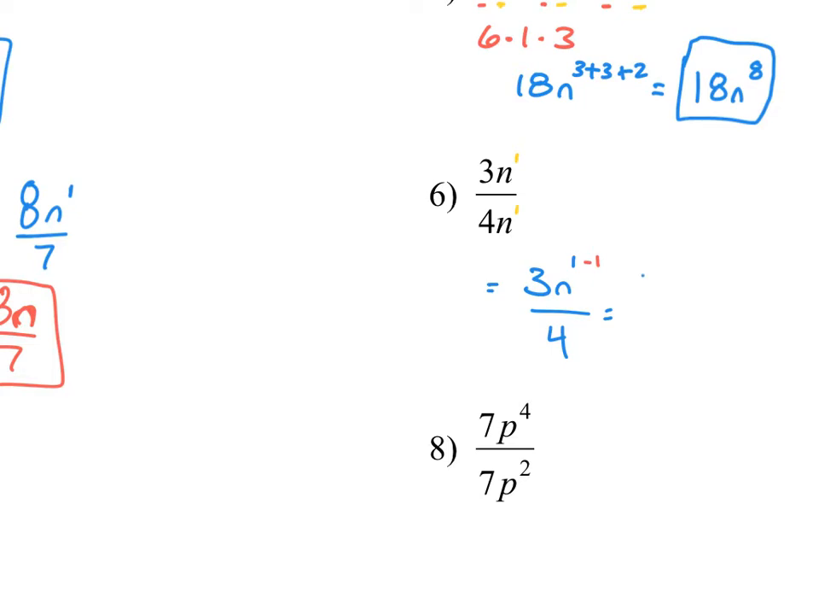Well, that becomes 3 to the 0 over 4. Now, this is big because to the 0 is something special. Anything to the 0 power is just the number 1. So that means that this is no longer to the 0, but it is 1. So up top we have 3 times 1 over 4, which will reduce to 3 over 4.